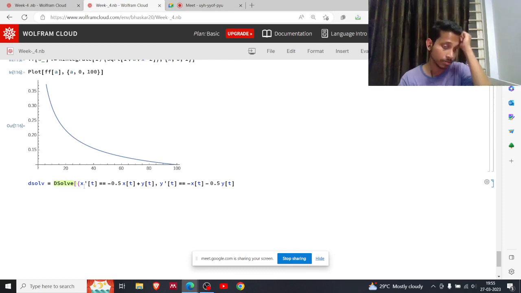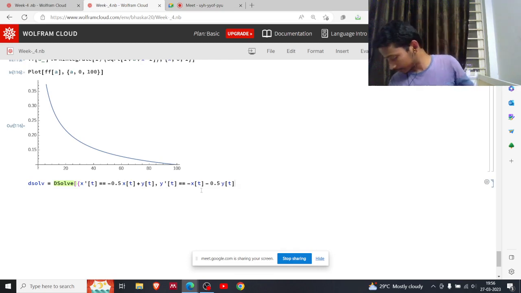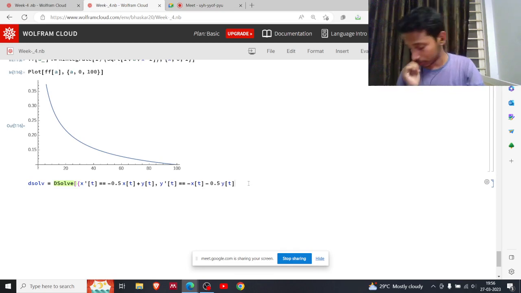So this is the coupled equation, where basically coupled equation means that there are one independent variable and two dependent variables, and the differential equation has both of the dependent variables in one equation. Like this is the differential equation for x, but here on the right hand side you can see there is the x and also the y. Similarly for the differential equation of y'(t), which is equal to minus x(t) minus 0.5 y(t). So this is known as the coupled differential equation.